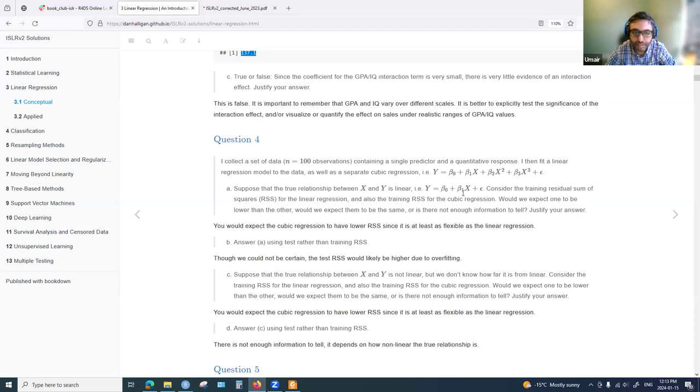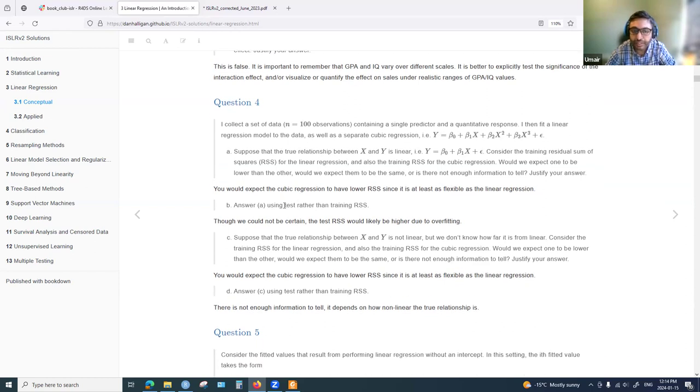Consider the training residual sum of squares for the linear regression, also the training RSS for cubic regression. Would we expect one to be lower than the other? Would we expect them to be the same, or is there not enough information to tell? So when we have a data set and we know that the relationship is linear, then a cubic regression model, when fit to the data, because it is very flexible, it can overfit. And because of the overfitting, it can produce the lower residual sum of squares compared to a linear model.